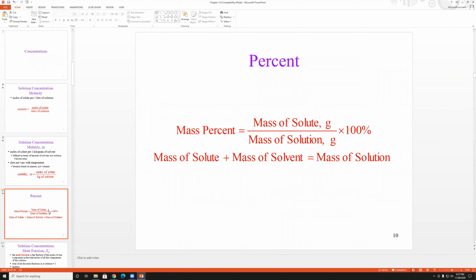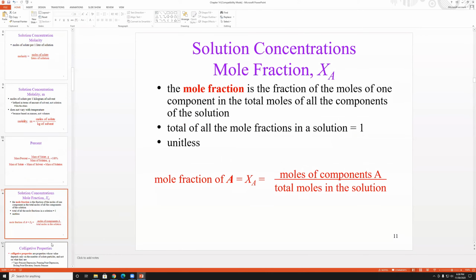And then you have mass percent. You've done this one before, at least in math or maybe physics. So mass percent, you have the mass of your solute divided by the total mass of the solution. And that's going to be your percent mass of the solute, right? And so you can figure out mass percent of really anything, and it's pretty easy to do. And then off of that, you have mole fraction. Same exact concept, and we learned this before, that the mole fraction is the moles of one component divided by the total moles of all the components.